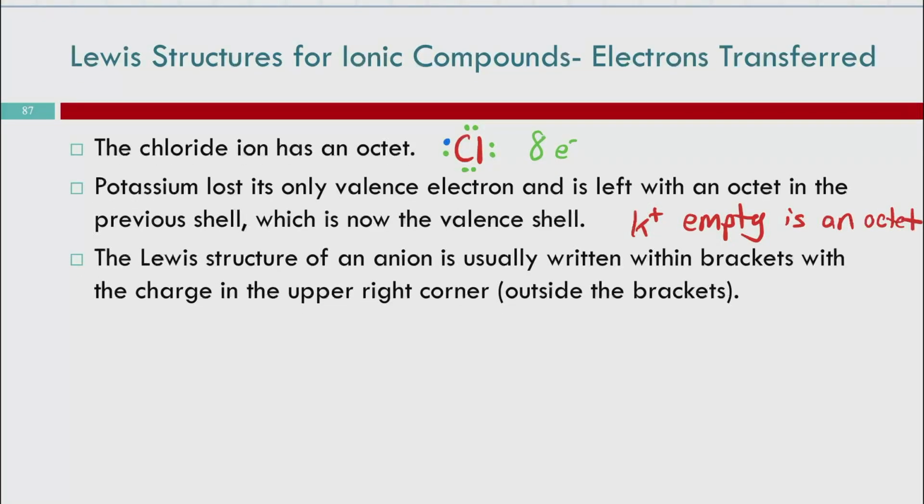And then this third bullet point just saying that if we've got something that's negatively charged, something that's got extra electrons on it, we write it within brackets, like we saw on the previous slide, and the charge goes in the upper right-hand corner. Just like we saw on the previous slide. This will be important on your Lewis structure worksheet.